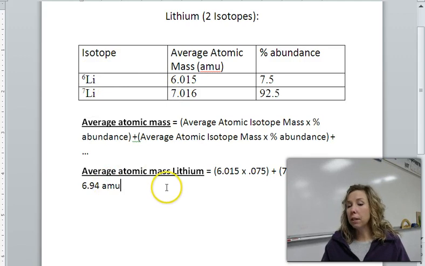So again, same process for any element, except you might have more than 2 isotopes that you need to calculate and add together. Now on Canvas there are some practice problems for you to practice this, submit your answers, and I can check your work and make sure you're on the right track with this.